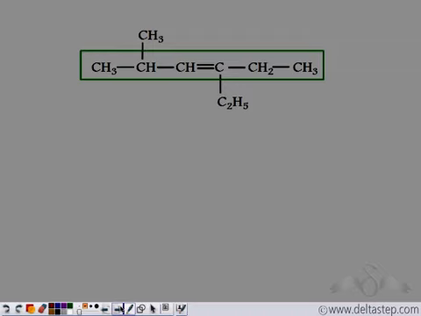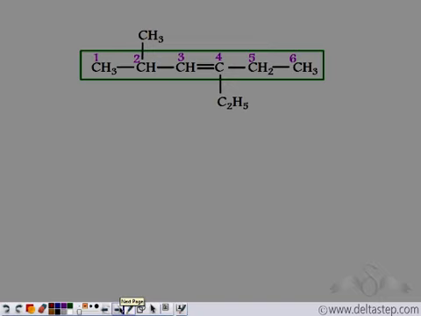But if we start the numbering from left, 1, 2, the first substituent gets position number 2. If we start the numbering from right, 1, 2, 3, the first substituent gets position number 3. So in order to give the lowest number to the functional group and the substituent, we start the numbering from the left hand side.